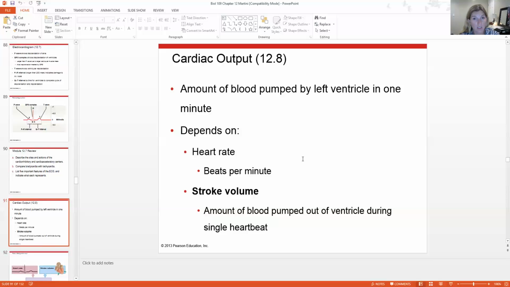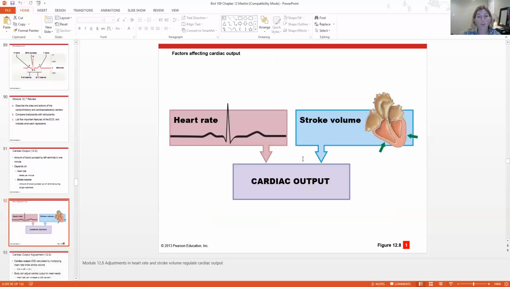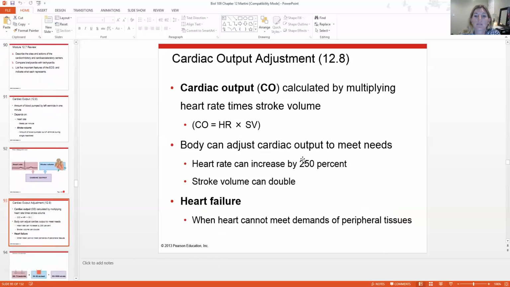There are several factors that it depends on. It depends on your heart rate, how quickly your heart is beating in that minute, and the stroke volume, how much blood is pumped with one contraction, with one single heartbeat. So heart rate and stroke volume equal cardiac output. Cardiac output is calculated by multiplying heart rate and stroke volume.